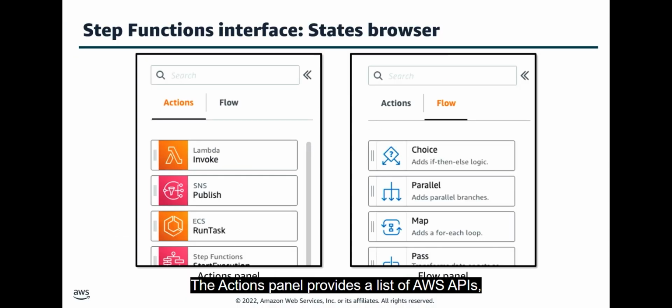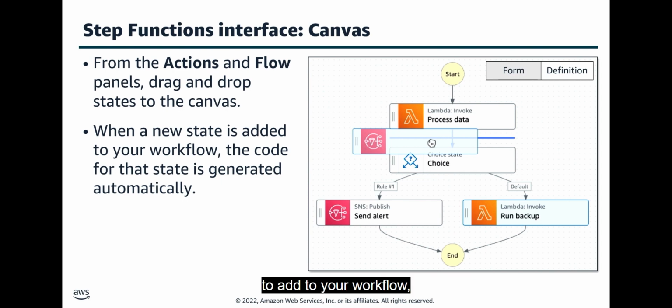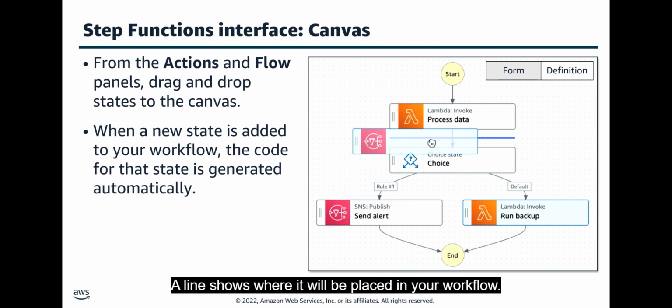The Actions panel provides a list of AWS APIs, and the Flow panel provides a list of flow states. You can search all states by using the search field at the top of the States browser. After you choose a state from the Actions or Flow panel to add to your workflow, drag and drop the state to the workflow graph in the Canvas area. A line shows where it will be placed on your workflow.